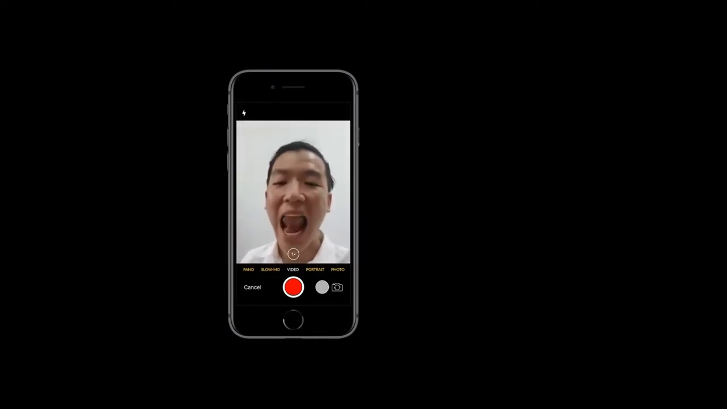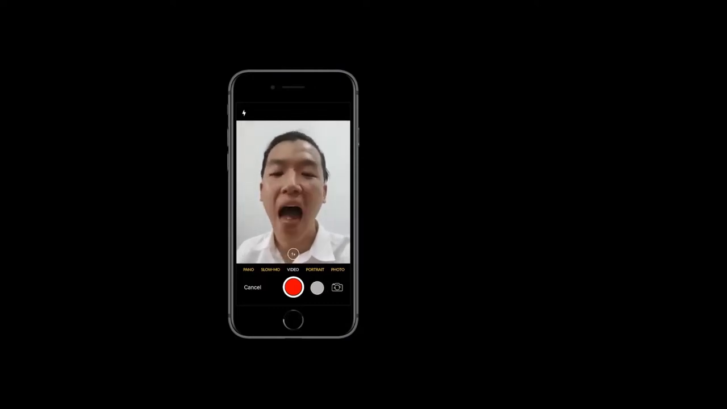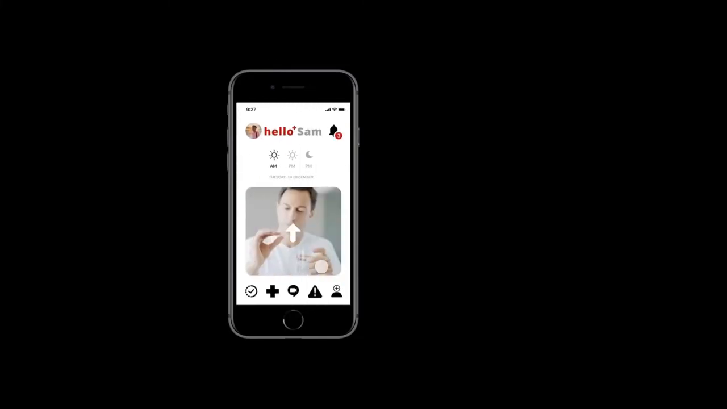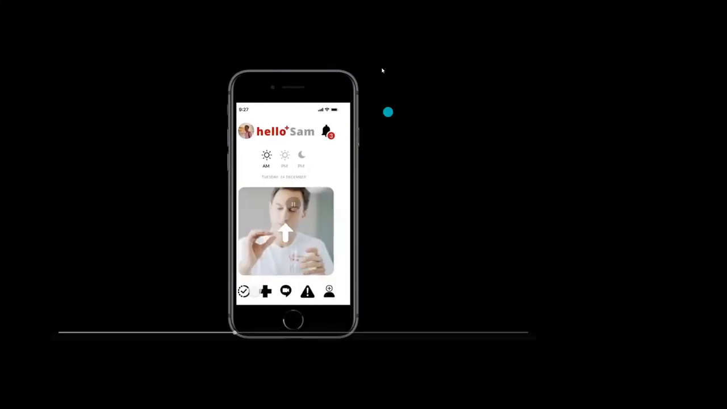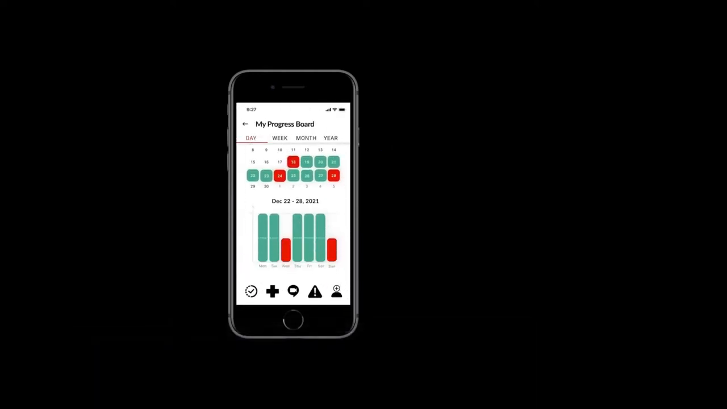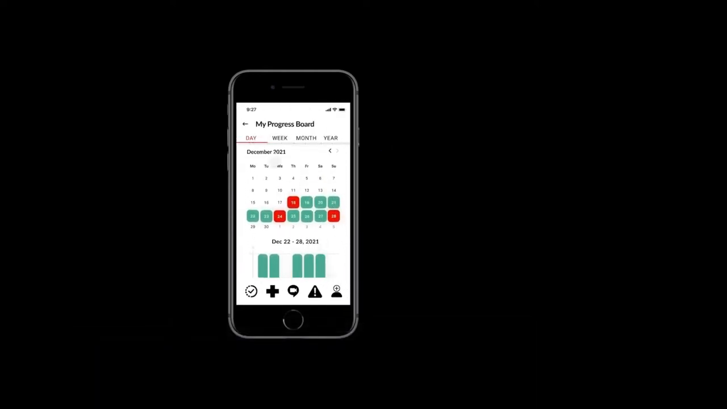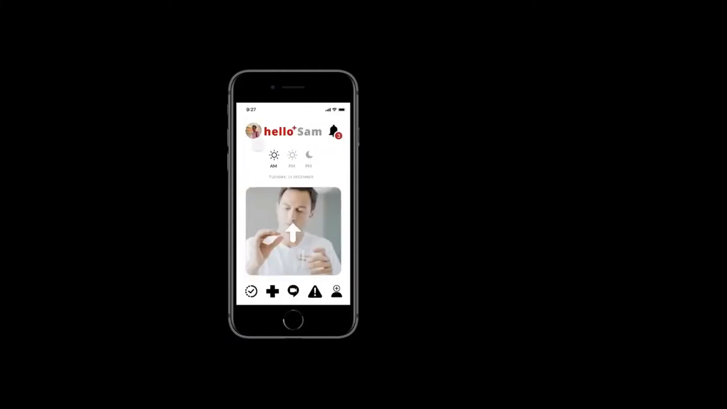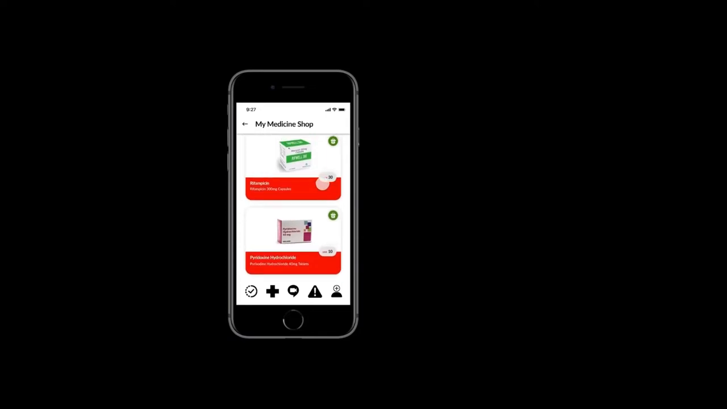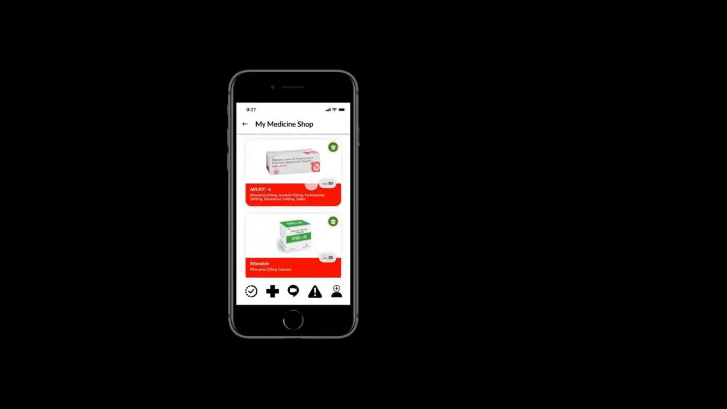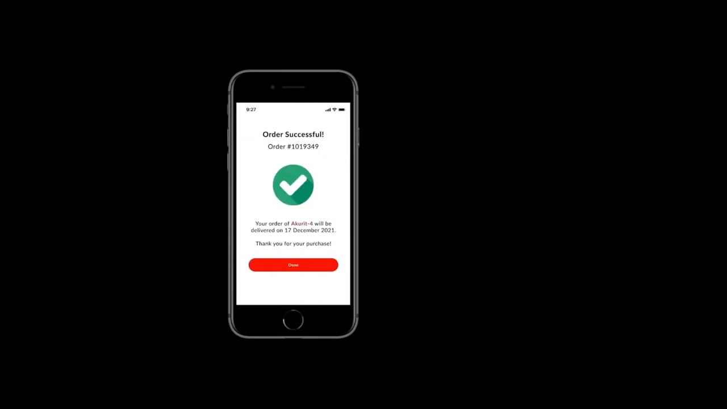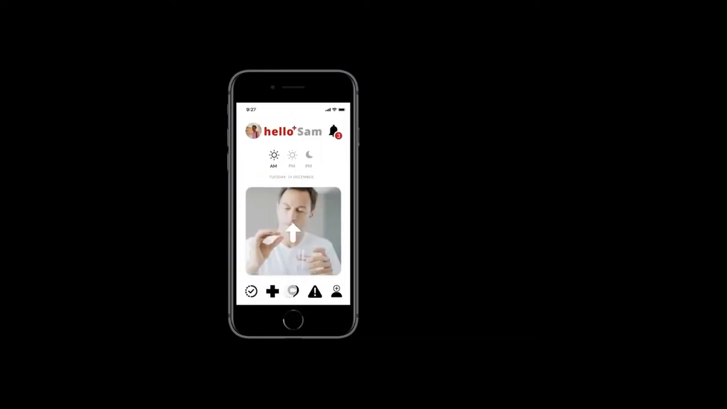This is the VDOTS therapy, which enables the patients to take their own medication instead of going to the hospital. After they take the medication, it will be recorded in their calendar so that they can keep track of their progress, and the hospital is able to keep track also. This is the medicine shop, so they can buy medicines here, and it will be delivered to their own home.